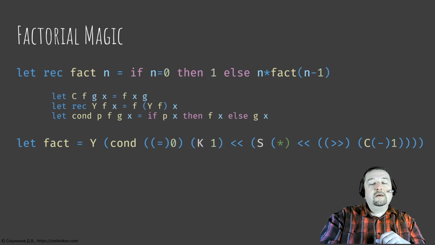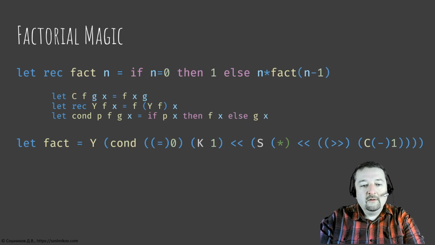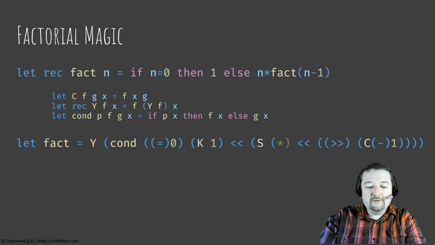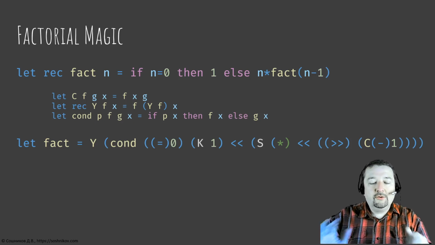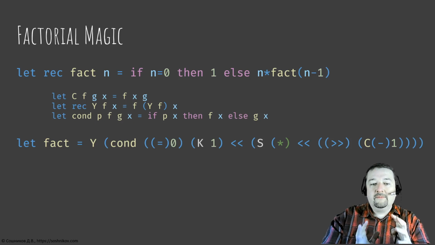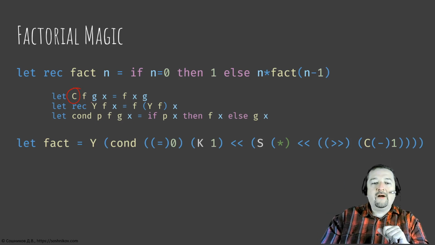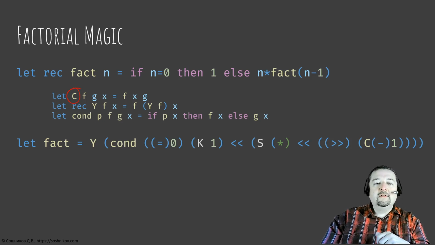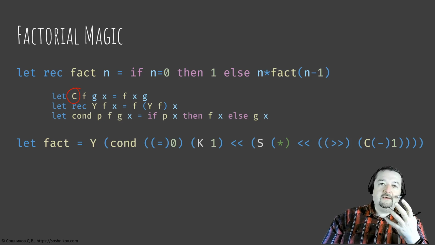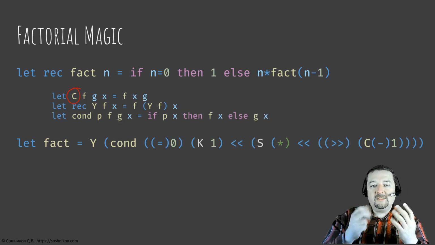So let's see this magic in action. Suppose I want to define factorial based on combinators. To simplify things, I would use a few additional combinators. I would use combinator C, which swaps the arguments of a function. So if I have the function f, which has arguments g and x, C of f g x would call f of x g. So basically it takes a function and swaps its arguments.